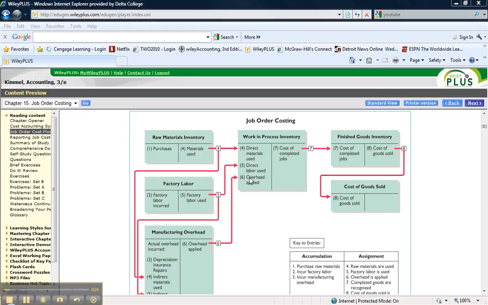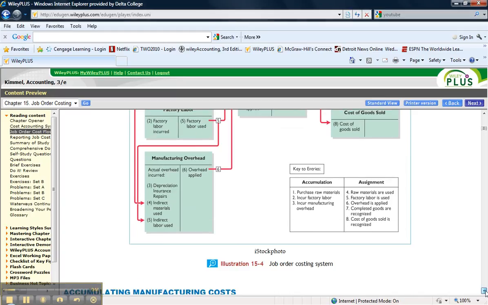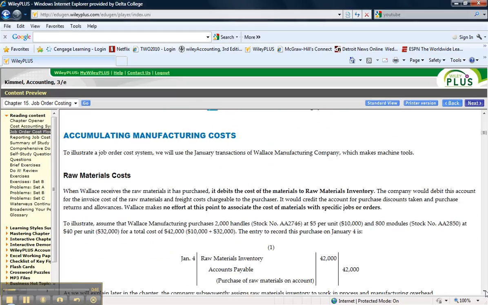Once those costs are sitting in work in process, the goods are being produced, and they keep accumulating there. When the goods are finished, they get moved out of work in process into finished goods inventory, and then eventually out of finished goods inventory and into cost of goods sold. So let's look at the accumulating entries for when we're buying materials, paying for labor, and incurring overhead costs.